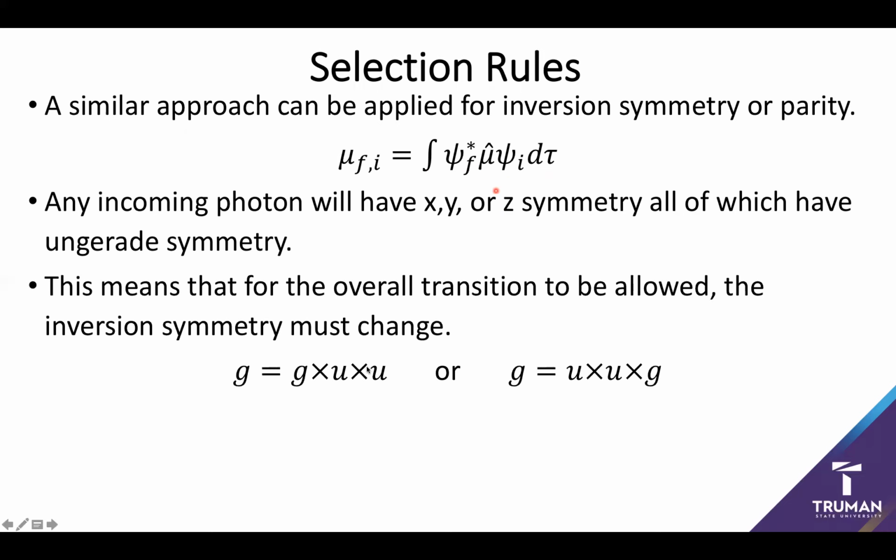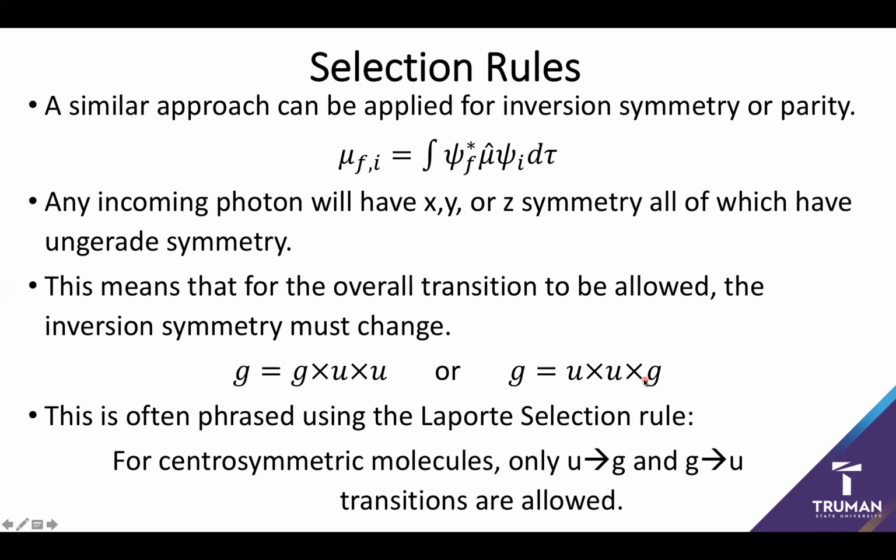So I can either have the final wave function as symmetric, initial wave function as antisymmetric. This will allow me a real integral. Or my final wave function can be antisymmetric and my initial wave function can be symmetric. Either way, if I've got an inversion symmetry, we have what's called the Laporte selection rule. I can only have transitions of Ungerade to Gerade or Gerade to Ungerade. No Ungerade to Ungerade or Gerade to Gerade. More or less, my inversion symmetry has to change. And this is going to have some real implications for us later, studying quite a few real molecules.